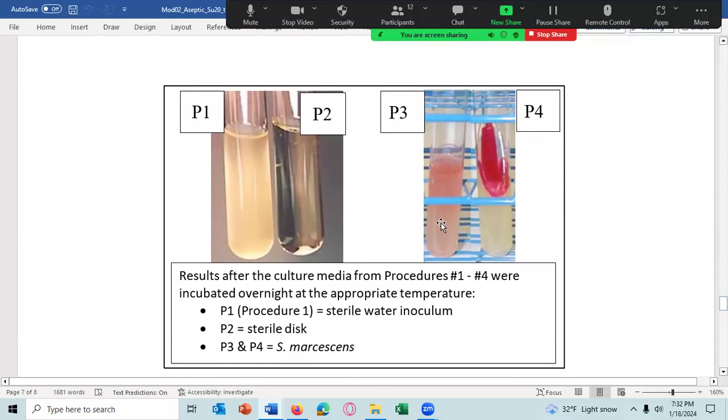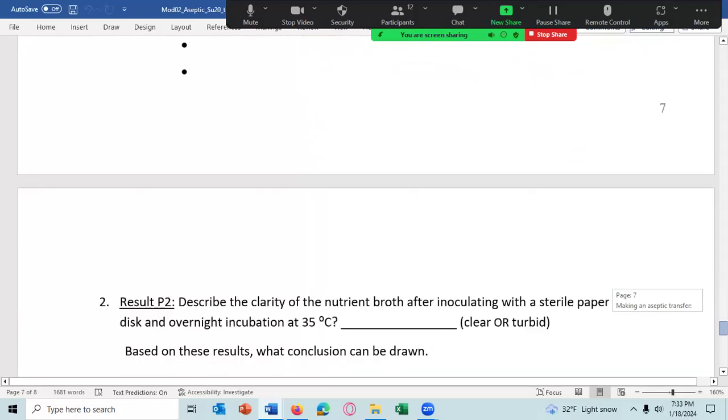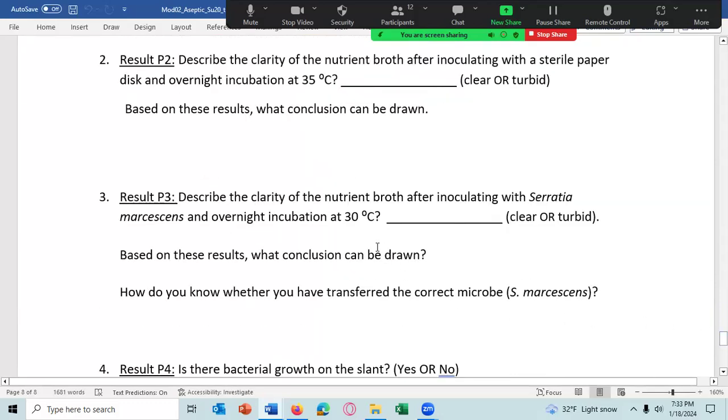For procedure 3, this is the tube. After transferring the cells into the media and incubating the tube overnight at, I think that one's at 30 degrees Celsius. Yep, 30 degrees Celsius. And then come down to the question for procedure 3: describe the clarity of the nutrient broth after inoculating with Serratia marcescens and overnight incubation at 30 degrees. Was it clear or turbid? Take a look at the picture, answer it.